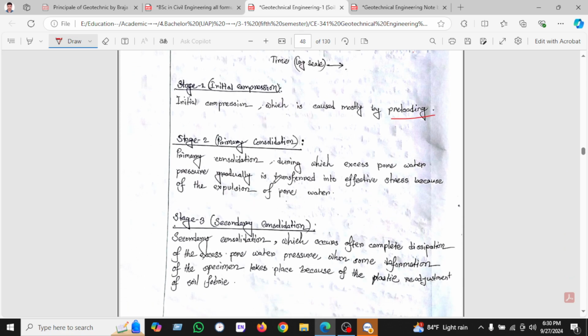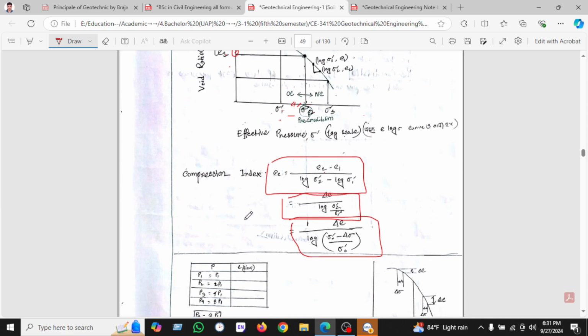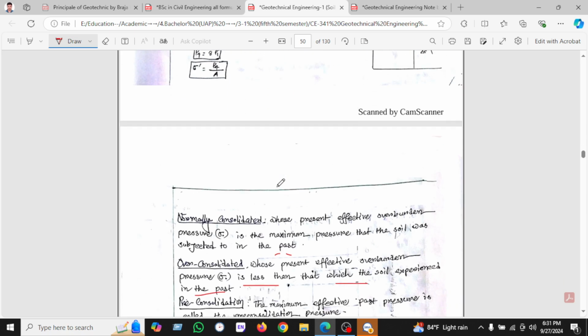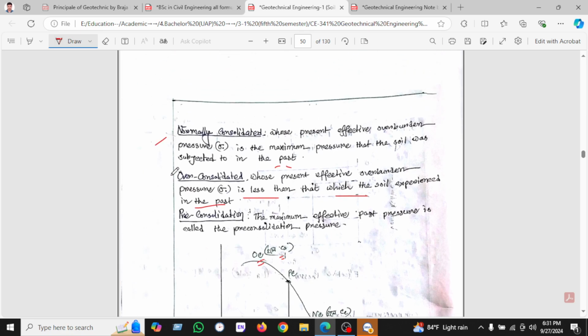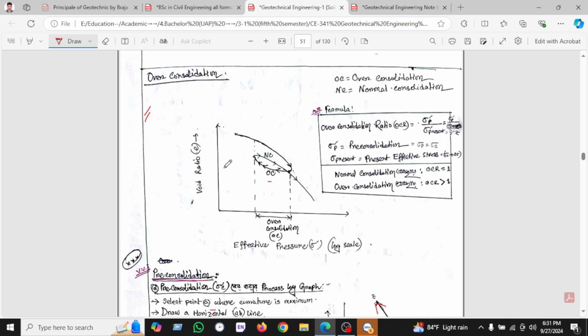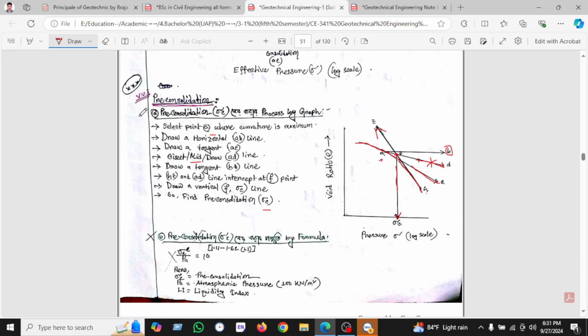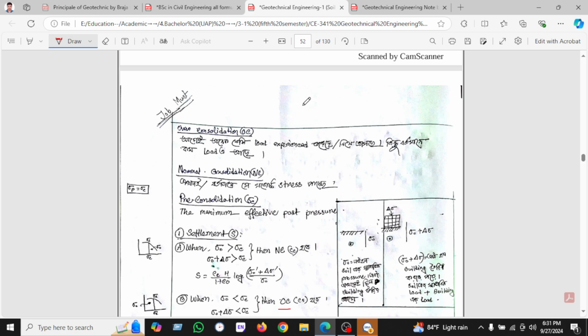There are 3 stages we can see here, and then we can see the e-log p curve, or void ratio versus pressure curve. We can see here this axis is void ratio e, with e2, e1, and delta e here, and in this way we found the compressibility index Cc. And then we tried to understand the basic formulas: normal consolidation, over-consolidation, and pre-consolidation. Then how over-consolidation occurs in the soil, and we tried to sketch the pre-consolidation. And then we summarized the formulas.